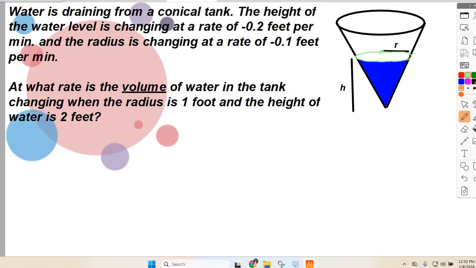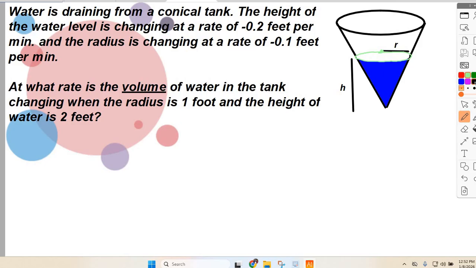This says the height of the water is changing at a rate of -0.2 feet per minute. Why is it negative? Because it's decreasing. What's decreasing? The height of the water, because it's coming out, right? Which means my height is going down, or decreasing. And remember that a derivative being negative means that we are decreasing.